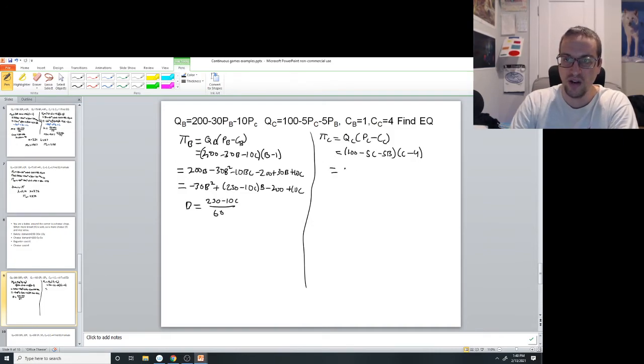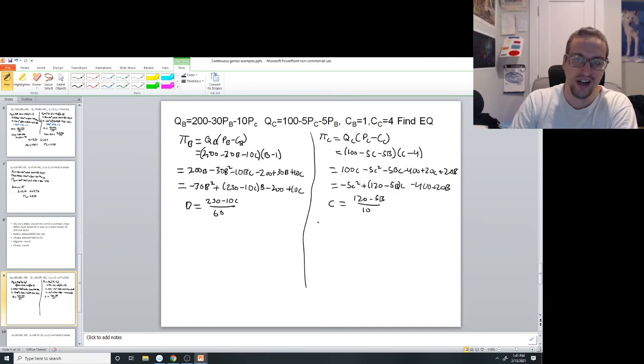Same thing over here, we get 100C minus 5C squared minus 5BC minus 400 plus 20C plus 20B. Negative 5C squared plus (120 minus 5B) all times quantity C, minus 400 plus 20B. That means C is equal to (120 minus 5B) over 10.